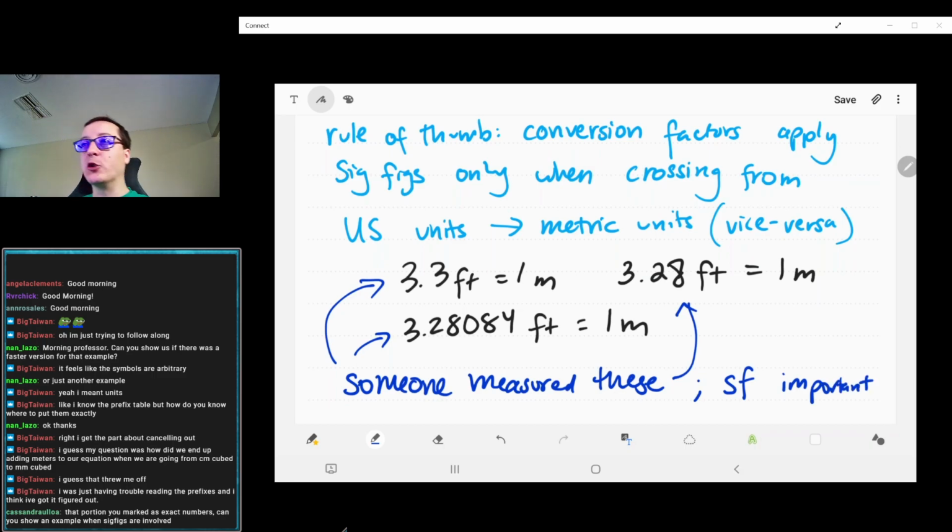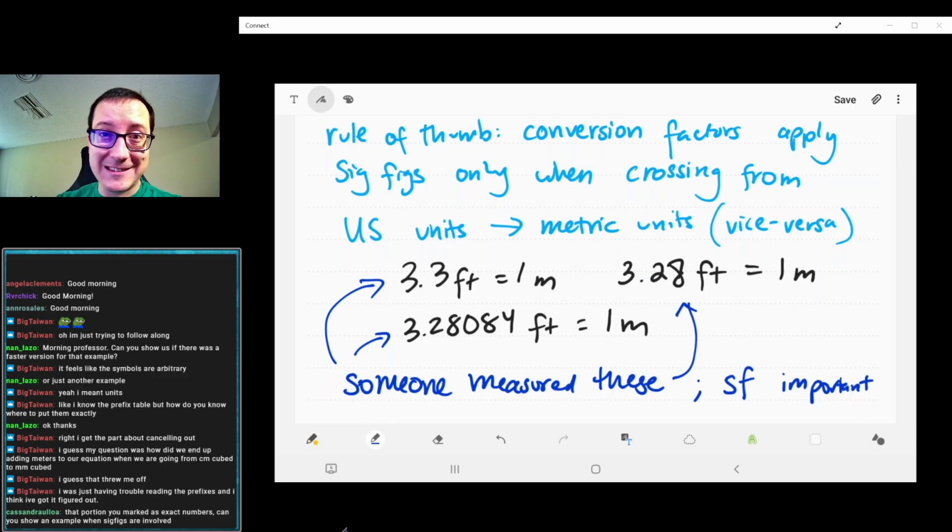Because someone took something that was defined as a meter, they took a meter stick and a ruler, or a couple of rulers, and measured how many feet were in that meter. Depending on how expensive their rulers were and how good their vision was, they've come up with different measurements. So these are going to be measured quantities.